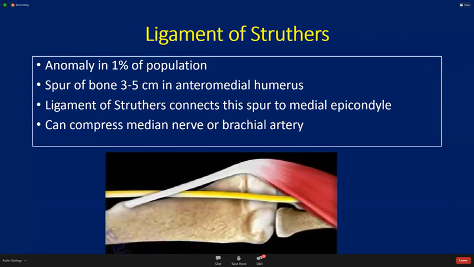So this ligament of Struthers is not a normal variant, it is an abnormal structure which is seen in about 1% of the normal population. You have a spur of bone in the humerus which is located about 3 to 5 centimeters proximal to the elbow joint, and a ligament of Struthers connects this spur to the medial epicondyle, and the median nerve tends to pass underneath it. So you can produce a compression of the median nerve at that level.